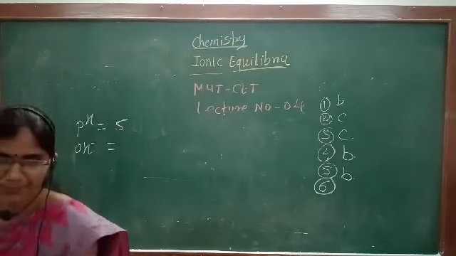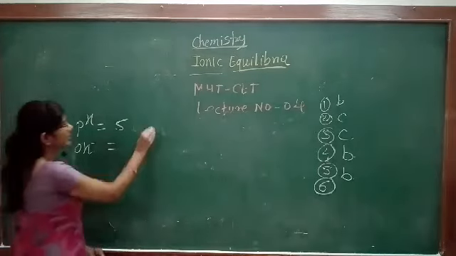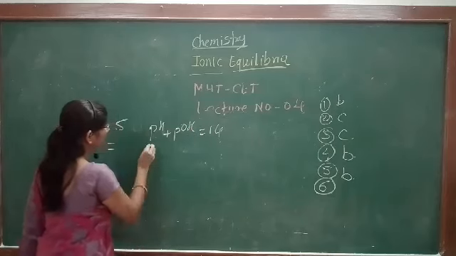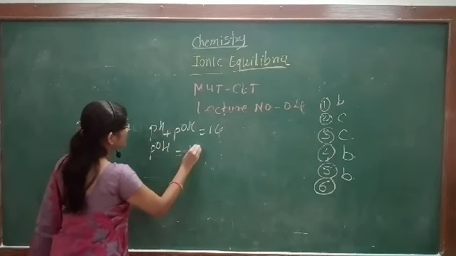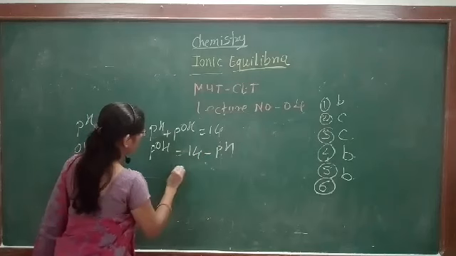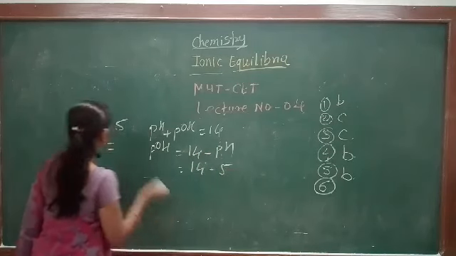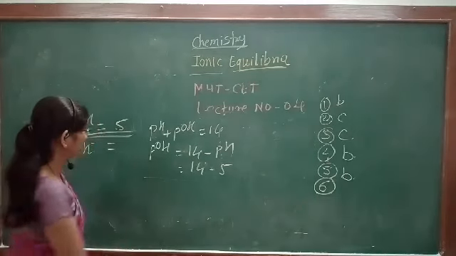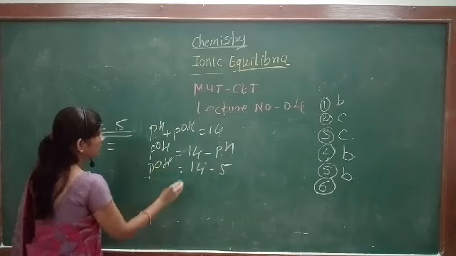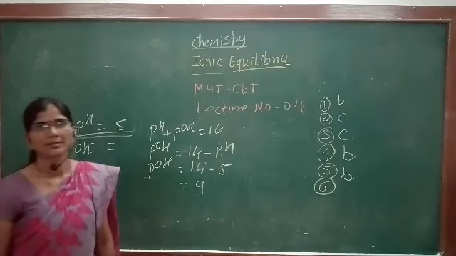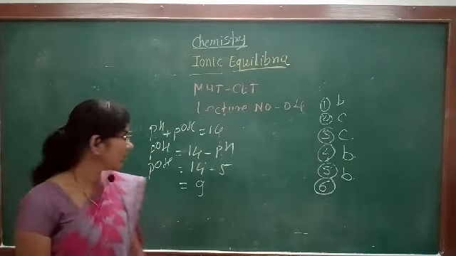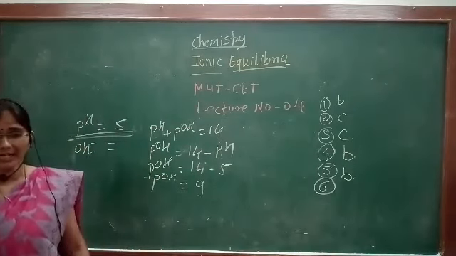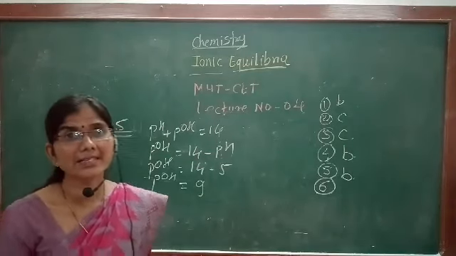Then how to solve? We know the relation between pH and pOH. pH plus pOH is equal to 14, and therefore pOH is equal to 14 minus pH, 14 minus 5, because we have been given the value of pH as 5, and therefore pOH is equal to 9.